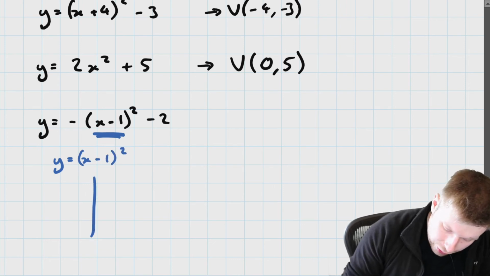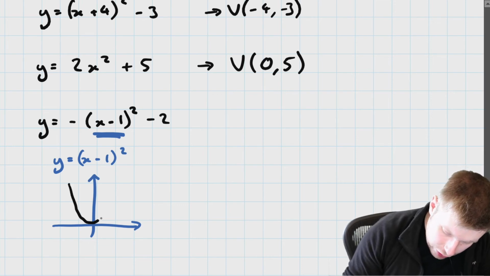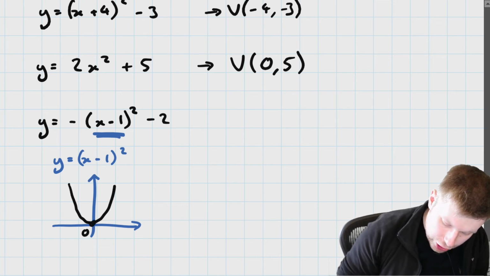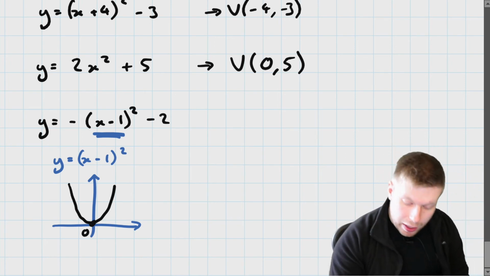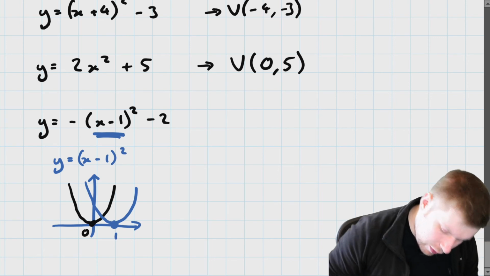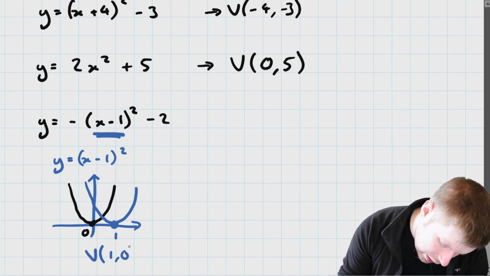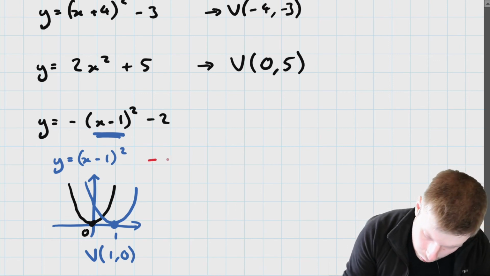Okay, well, that graph would simply be moving the original y equals x squared graph, which remember has the vertex at the origin, and it would move it to the right by 1. So in other words, this graph is going to be over here instead. So it's going to have the vertex at 1, 0. So the vertex will be 1, 0. Okay. Then what's next going to happen?